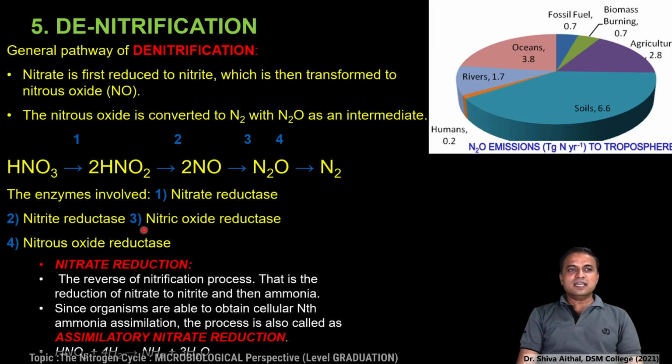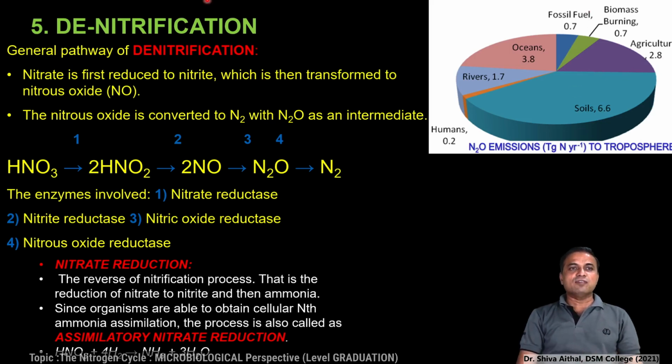So denitrification, if you see how many ways there are, that is N2O emission back to the troposphere. Now this is a pie chart which tells you how much nitrogen is given back to the atmosphere by which processes. Soils give back 6.6%, rivers 1.7% by the process of denitrification, oceans 3.8%, fossil fuels 0.7%, biomass burning 0.7%, and agriculture 2.8%. This is the general way by which nitrogen is given back or lost into the environment.